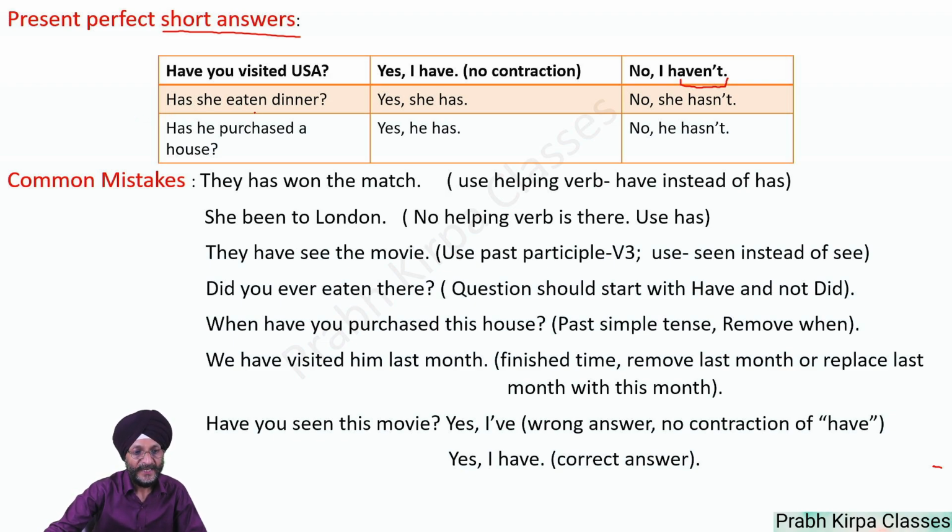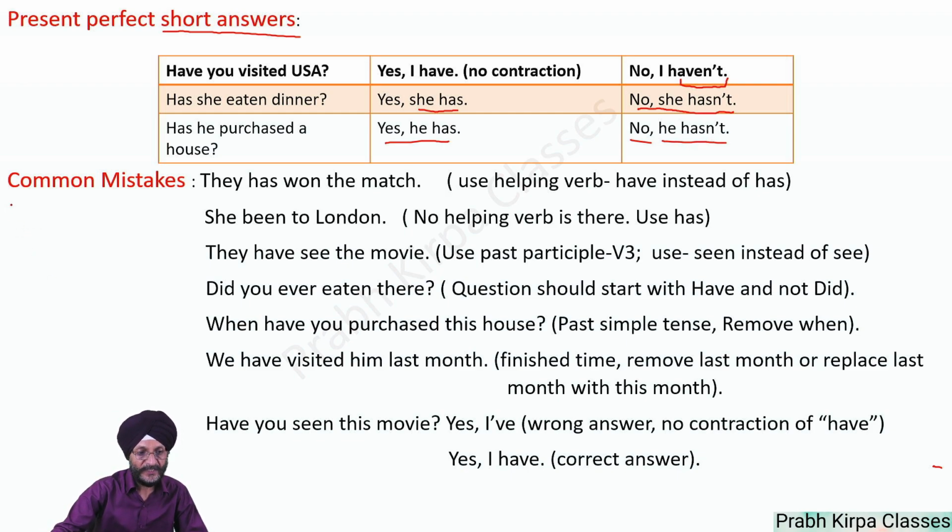Next example, has she eaten dinner? Yes, she has. You will see here there is no contraction. But in the case of negative answer, you will see hasn't is the contraction used. Has he purchased a house? Yes, he has. Again, there is no contraction. No, he has not. He hasn't. Here, in the case of negative answer, there is contraction.